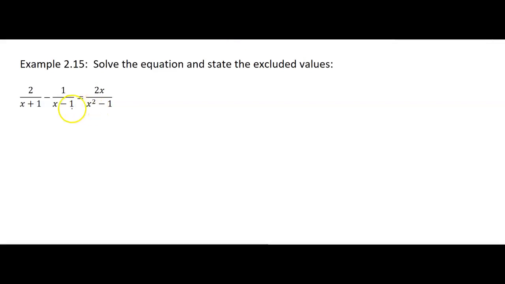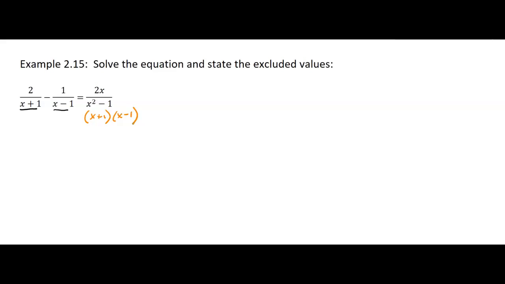Now, notice that you have binomials down here. So x plus 1 there, x minus 1 there. And then what about that x squared minus 1? That x squared minus 1 factors into x plus 1 times x minus 1. So if you have factoring in the denominator, you should do the factoring. It's going to make it a lot easier to get the LCD.